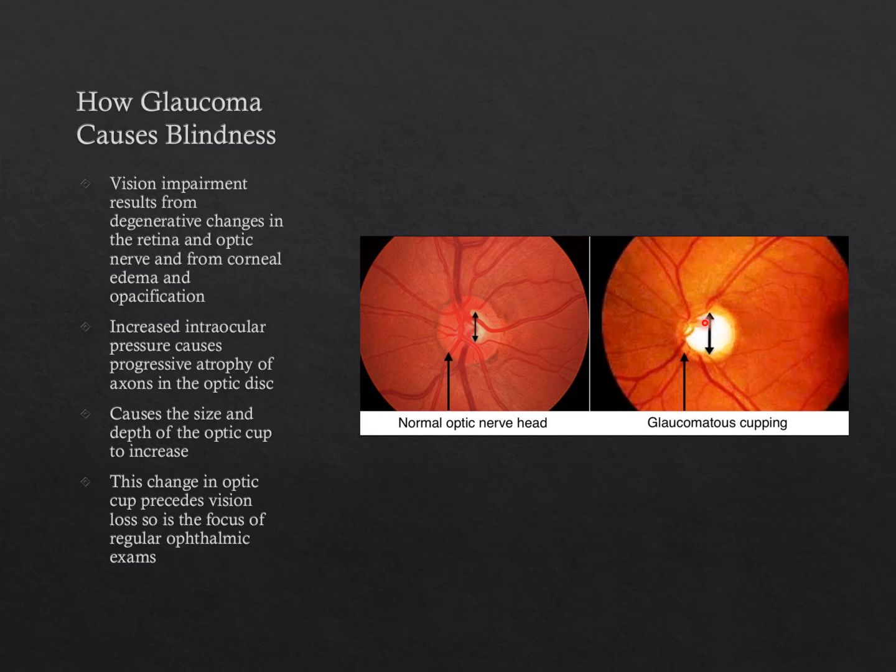Those changes that we see in the optic cup usually precede vision loss. So when someone is going in for regular ophthalmic exams, this is one of the things that the eye doctor will be looking at: changes to that optic cup.